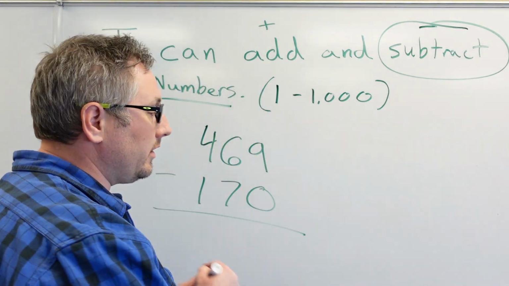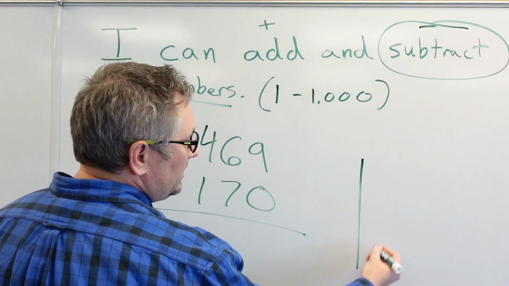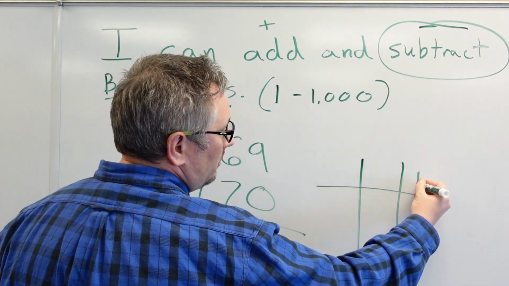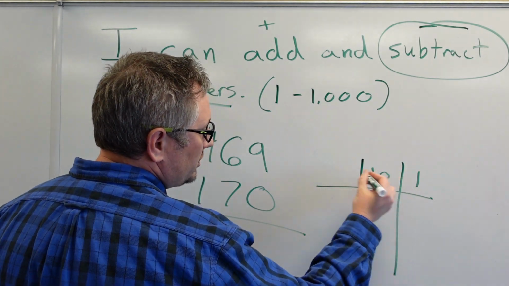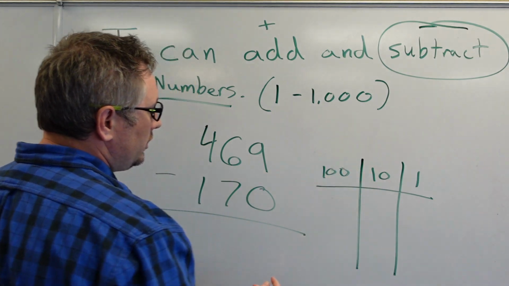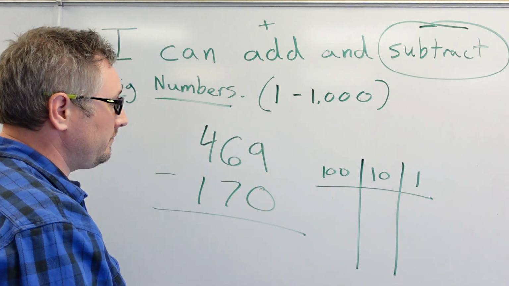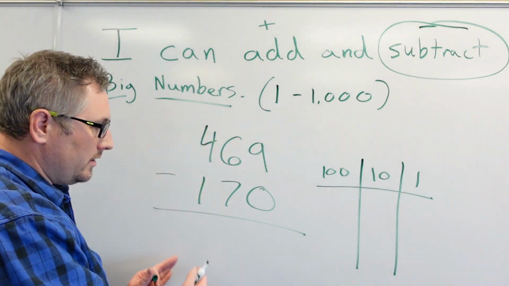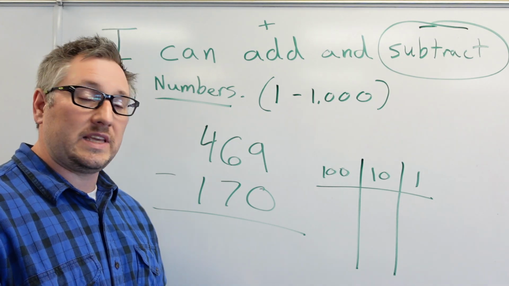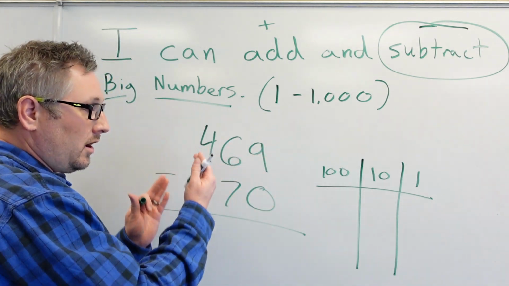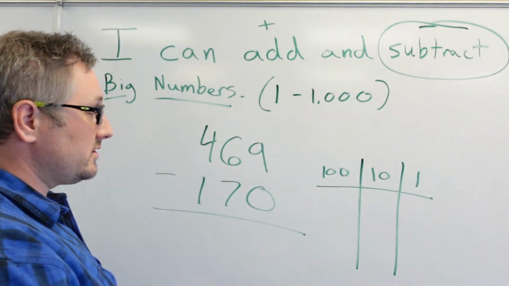As you have already learned, you can use a place value chart to help. You have your ones, your tens, and your hundreds column. Just like when you use a vertical algorithm, you have a ones column, a tens column, and a hundreds column. And it's very important to keep those numbers aligned in that column so that you don't make any errors.